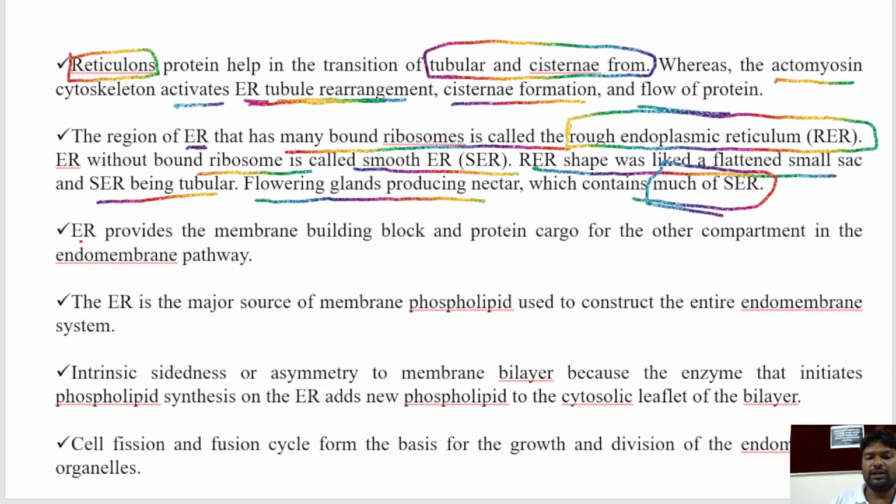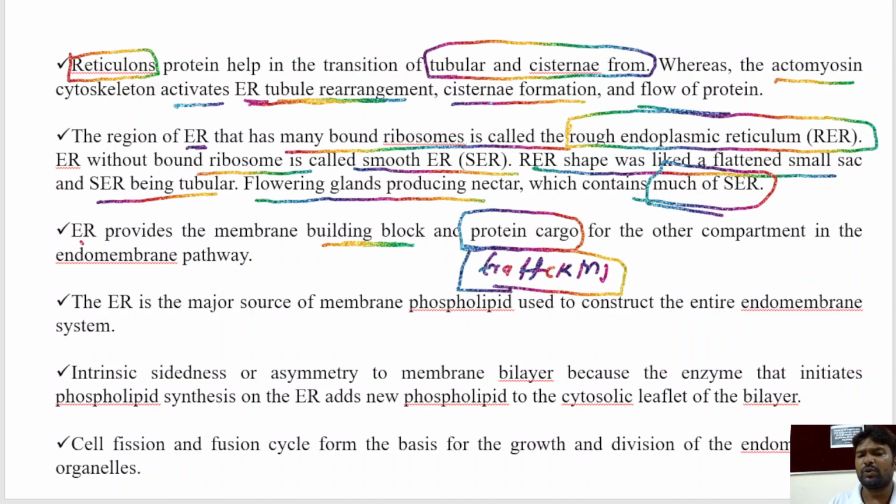And this endoplasmic reticulum provides the membrane building blocks, because inside it are the phospholipids, and protein cargo, meaning it has an important role in protein trafficking, meaning transfer of protein or targeting proteins for the other compartments in the endomembrane pathway. And the endoplasmic reticulum is the major source of membrane phospholipid used to construct the entire endomembrane system.